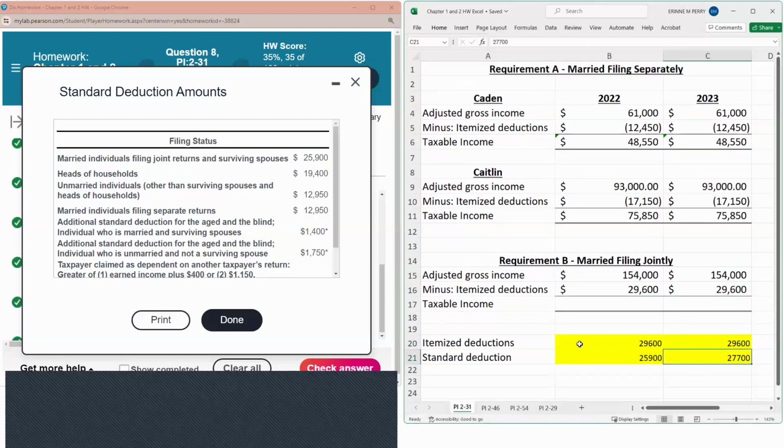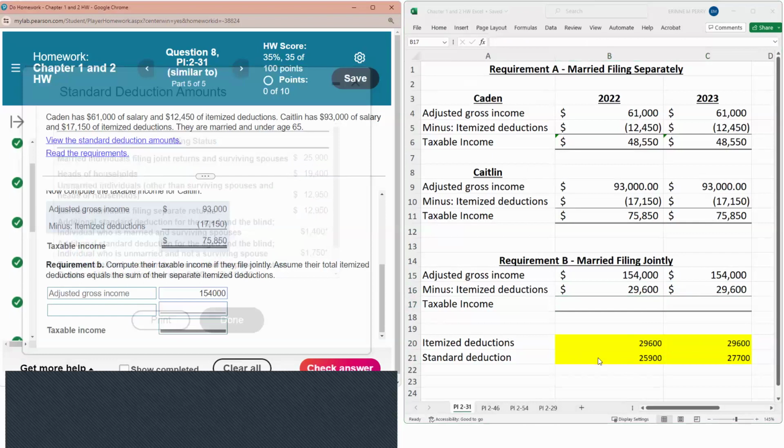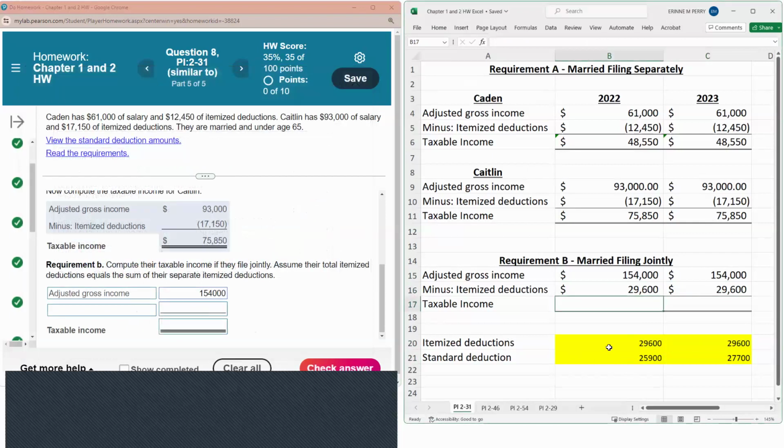So in such case, because the itemized deductions are greater for both years, the client will claim itemized deductions because obviously, and remember, when you think of the standard deduction, think of it as an amount of money that the IRS allows you to keep tax-free. So if you were a taxpayer, would you prefer to keep $29,600 tax-free? Or would you prefer to take $25,900 or $27,700? It works better in your favor to have $29,600 tax-free.